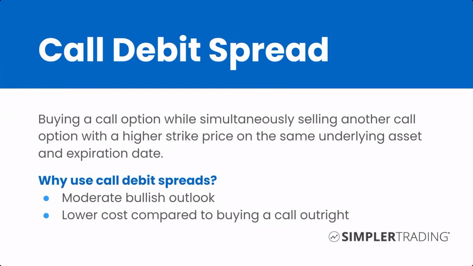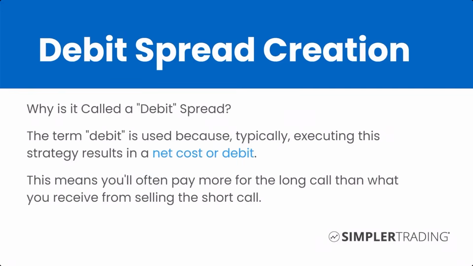Why would you use a call debit spread? Well, you'd use this when you have a moderate bullish outlook and you would like a lower cost compared to buying a call outright. Why is it called a debit spread, though? The term debit is used because typically executing this strategy results in a net cost or debit. This means you'll often pay more for the long call than what you receive from selling the short call. These two strategies together end up creating a debit spread, otherwise known as a vertical.